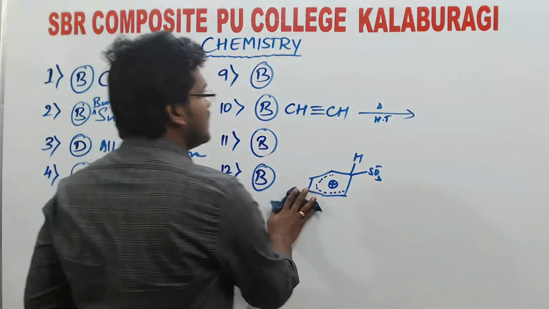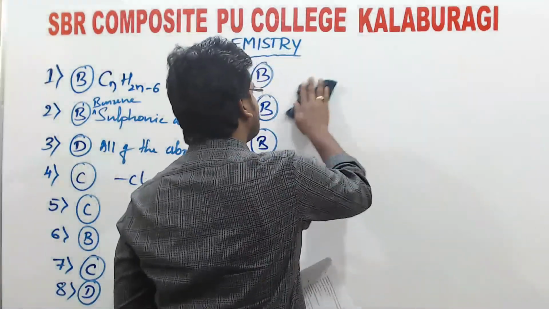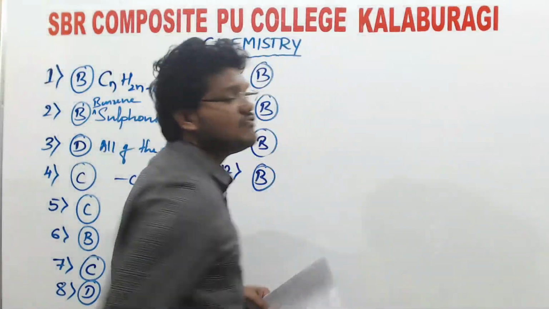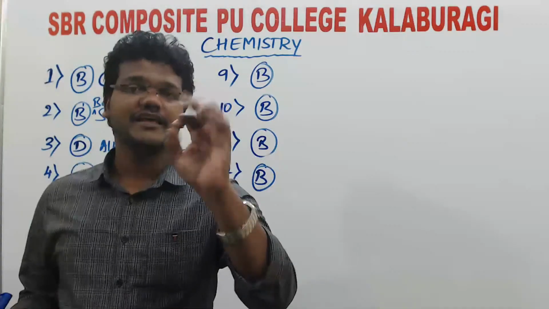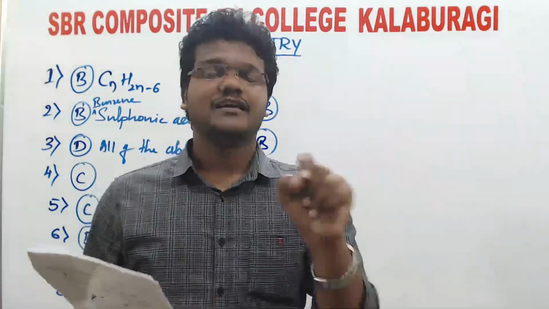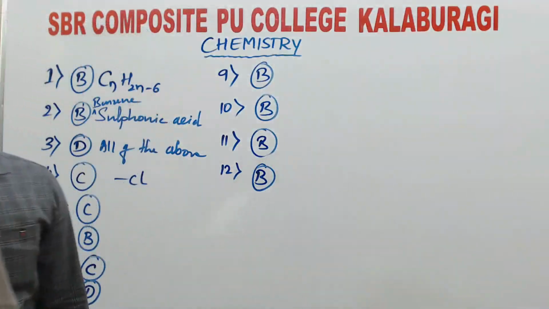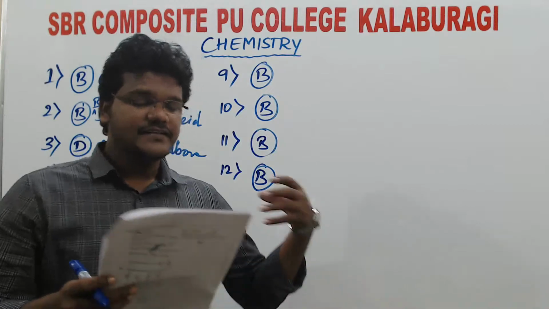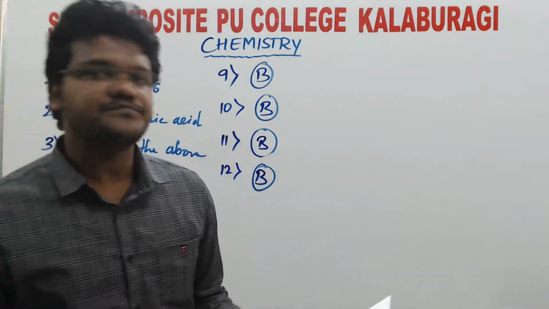Correct? So if you just go through the mechanism of electrophilic substitution reaction of aromatic hydrocarbons, you will get to know. In that they have clearly mentioned E, the electrophile, instead of SO3, which electrophile will come and attack. Correct? So 12, it is option number B. Let us go for the next one, that is nothing but my 13.